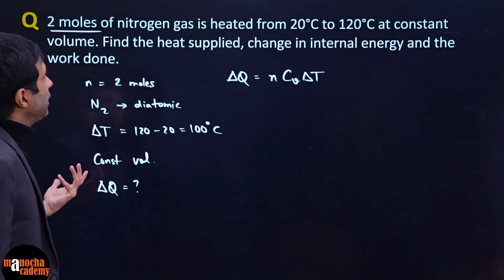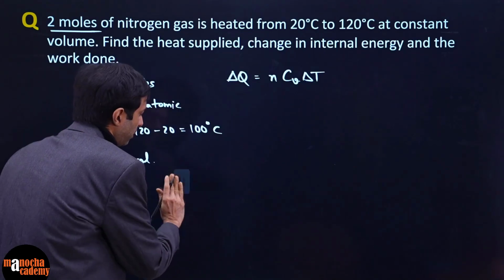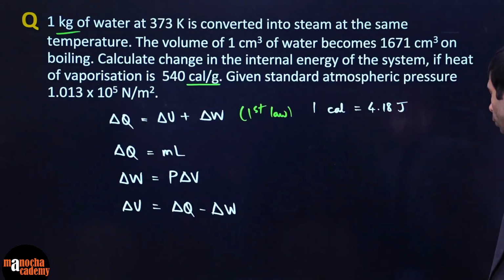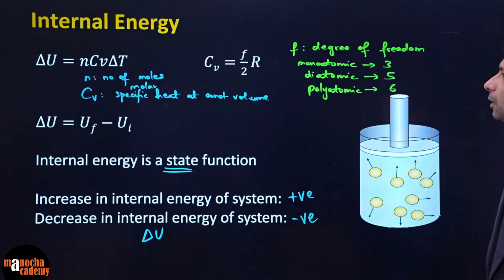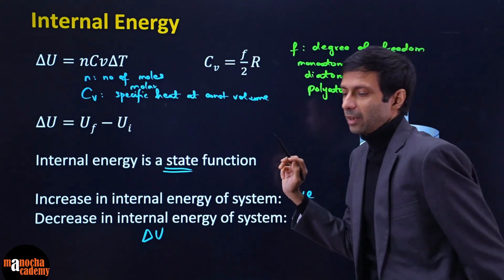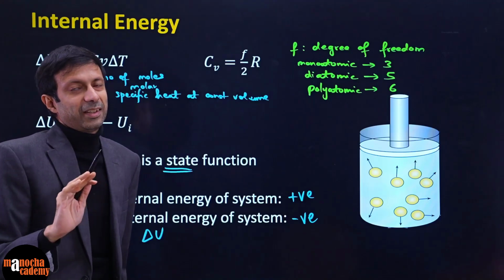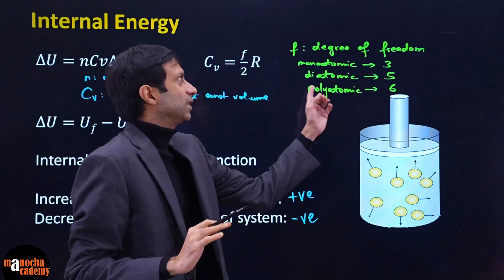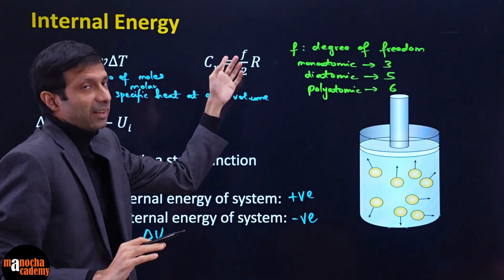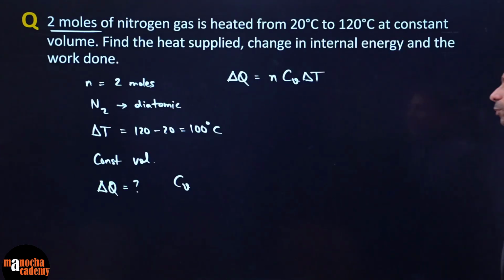But now the question is Cv is not given to us. What is Cv? Remember I told you, let's go back to that formula. This formula we'll be learning in the kinetic theory of gases, that Cv is f by 2 times R, where f is the degree of freedom. For diatomic gas, what is the degree of freedom? 5. So Cv for any diatomic ideal gas will be 5 by 2 times R. Clear?